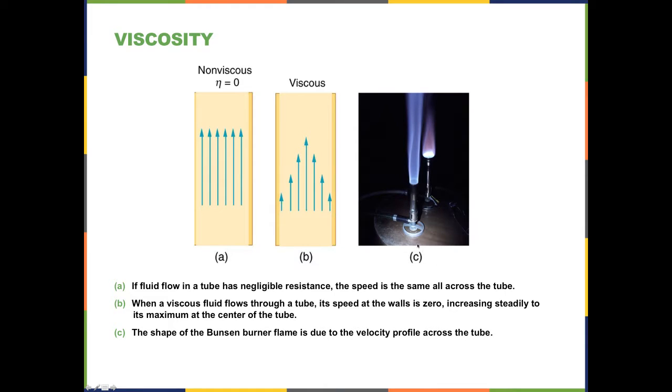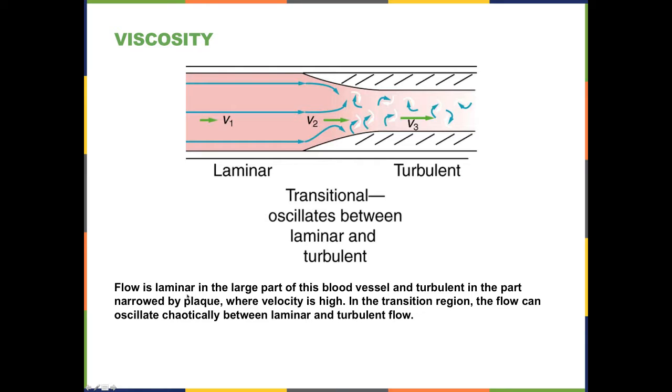The Bunsen burner, if you look at the flame of the Bunsen burner, it shows you this very same situation. Now this one you can't really see very well, except you can see the fact that outside is the slowest, and then the more centered to the flame, the faster it goes. And then this shows it even better. The central aspect of the flame is when flow is laminar in a large part of a blood vessel, but turbulent in parts that are narrowed by plaque.